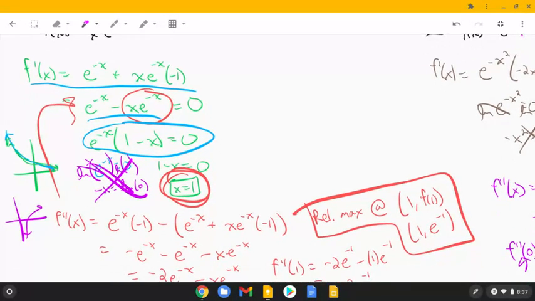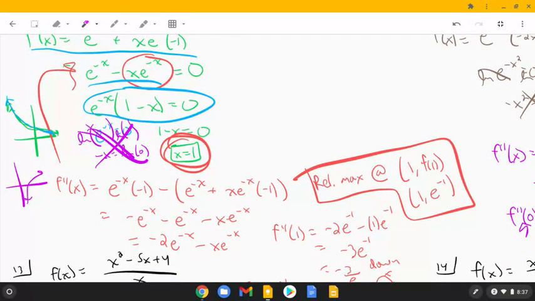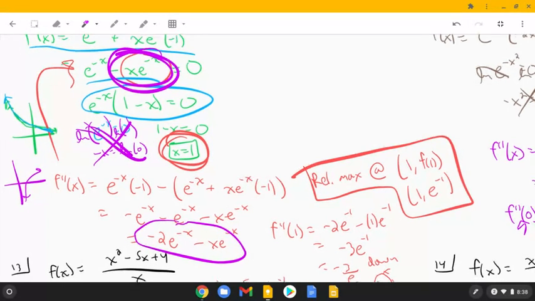So then we need to find the second derivative. When I did that, I used the power rule here for the first one, e to the negative x times negative 1, minus, and then we have to use a product rule to find the derivative of that one, which was the derivative of x, which is 1, times e to the negative x, plus x e to the negative x times negative 1. We simplify this down to negative 2 e to the negative x minus x e to the negative x.